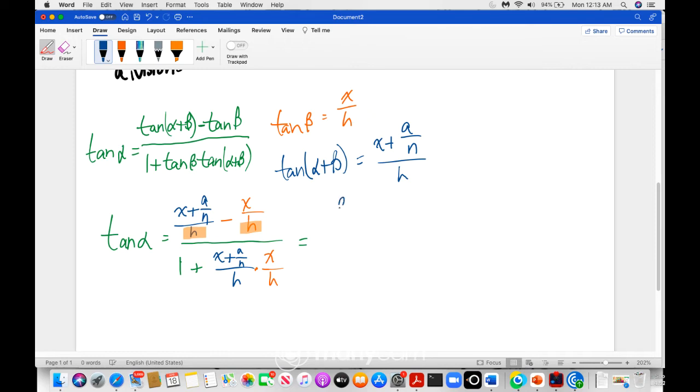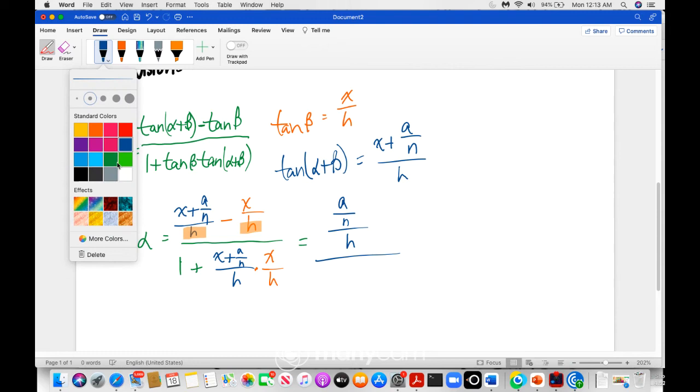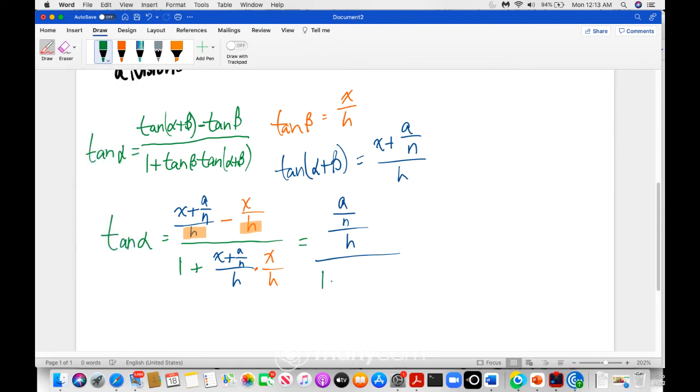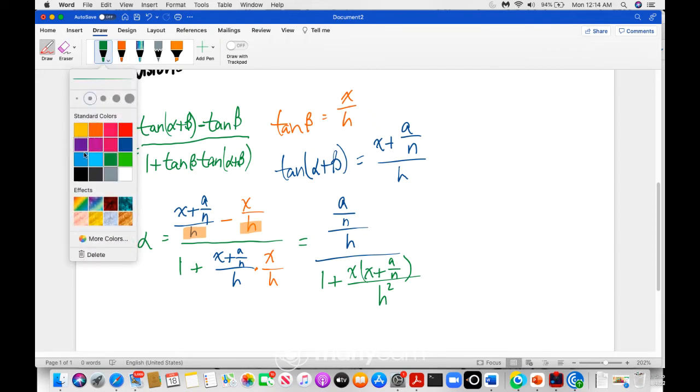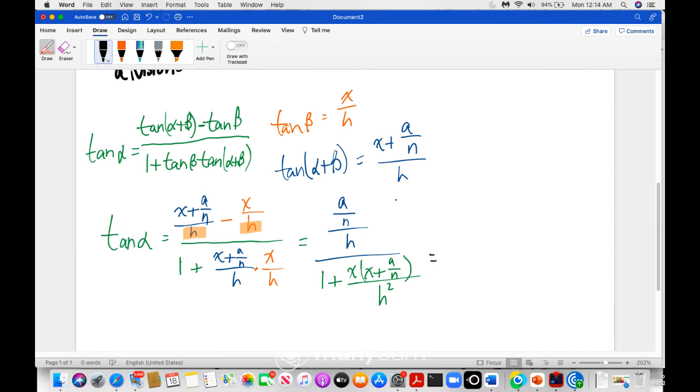That's going to become a over n divided by h, divided by, okay, and then this is just what? This is 1 plus that product, which is really x times x plus a over n divided by h squared. Okay, but then some simple algebra and some manipulations, you will ultimately get what?